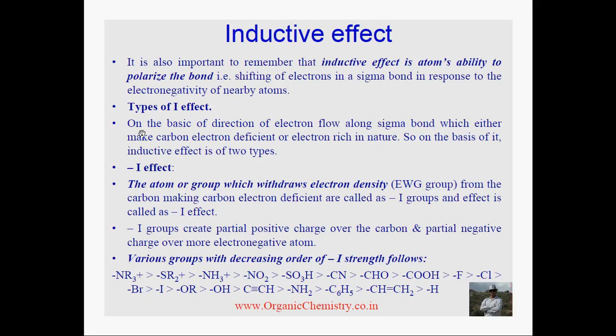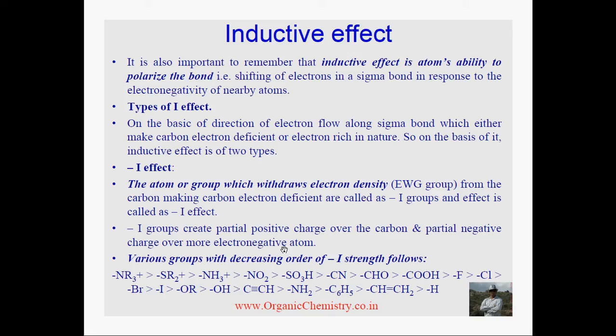Types of inductive effect: on the basis of direction of electron flow along the sigma bond, which either makes carbon electron deficient or electron rich in nature, inductive effect is of two types. First, the minus I effect. The atomic groups which withdraw electron density from the carbon, also considered as EWG, electron withdrawing groups, making carbon electron deficient, are called minus I groups, and the effect is called the minus I effect. A minus I group creates a partial positive charge over the carbon and a partial negative charge over the more electronegative atom.